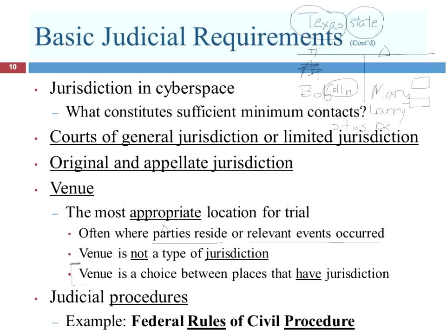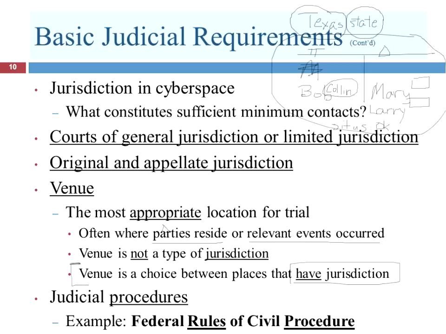Now, if as it happens, in this last example, where no county is ideal for venue, well, in that situation, any county that has jurisdiction, which would be any county, can be the place where the lawsuit is filed. So venue is a choice between places that we've already figured out have jurisdiction. So as a result, you always do the jurisdictional analysis first.